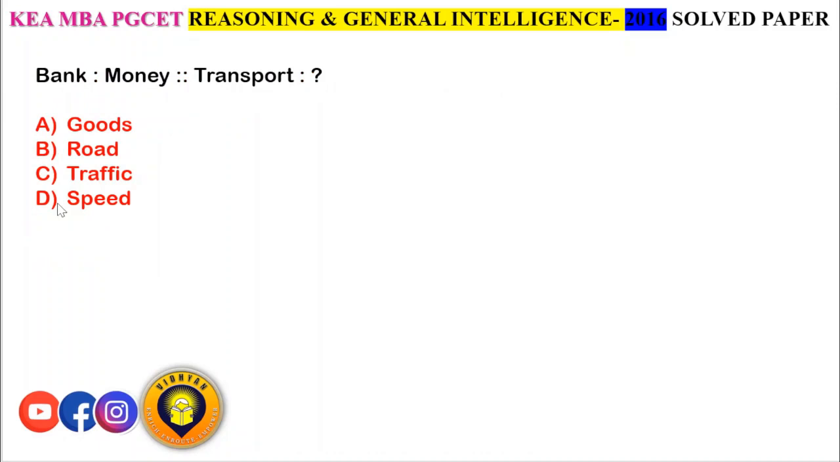Bank is to money, therefore transport is to what? In the bank you deposit money, so money is deposited in the bank. In transport you are carrying goods, so goods are carried in transport. Money is deposited in bank, so the answer will be goods. This was a repeated question; somewhere in 2019 they asked the same question. Okay, next.